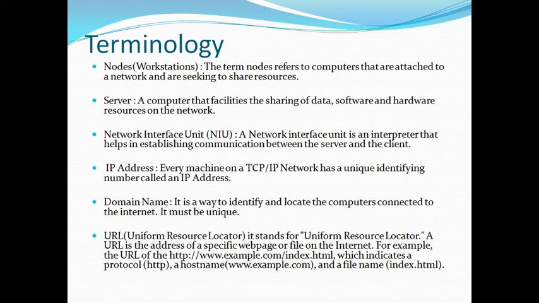Next is IP address. What is an IP address? Every machine on a TCP/IP network has a unique identifying number, and that number is called the IP address. Next is domain name. What is a domain name? It is a way to identify and locate the computers connected to the internet. It should be unique. Next is URL, that is Uniform Resource Locator.